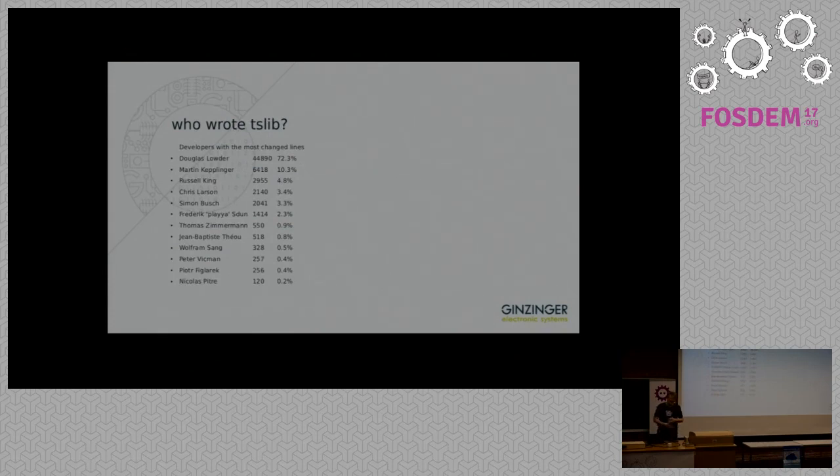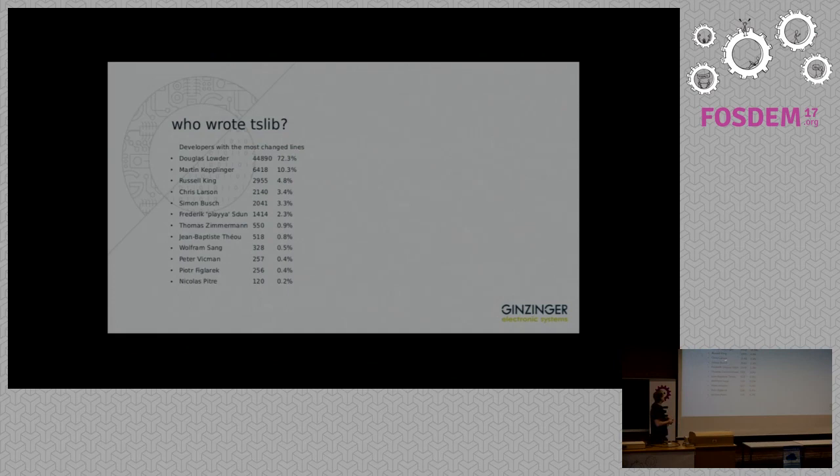Yesterday I ran some statistics quickly so that you have a few names. Russell King actually wrote tslib, and his initial git commit was in December of 2001. You might remember Russell King for porting Linux to ARM, also around that time, I think.